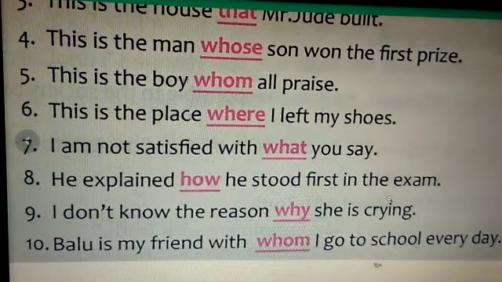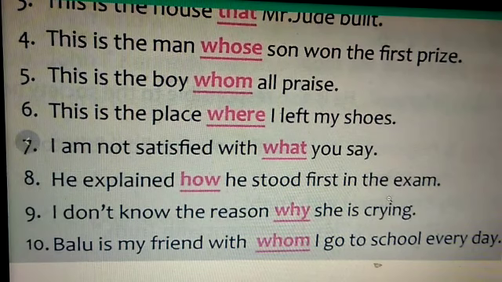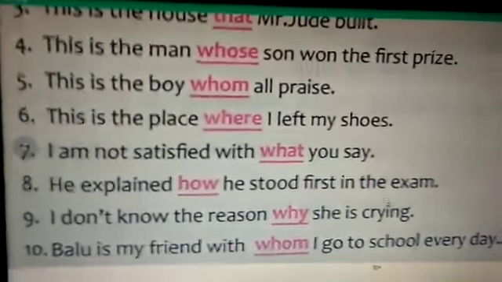Seventh one, I am not satisfied with what you say. So, here what is a relative pronoun. Eighth one, he explained how he stood first in the exam. This also, how also refers to the relative pronoun. Ninth one, I don't know the reason why she is crying. So here why. Then tenth one you see, Balu is my friend with whom I go to school every day. So we see that some words that can be used as interrogative pronouns, that is what, which, who, whom, and whose. All these are relative pronouns.